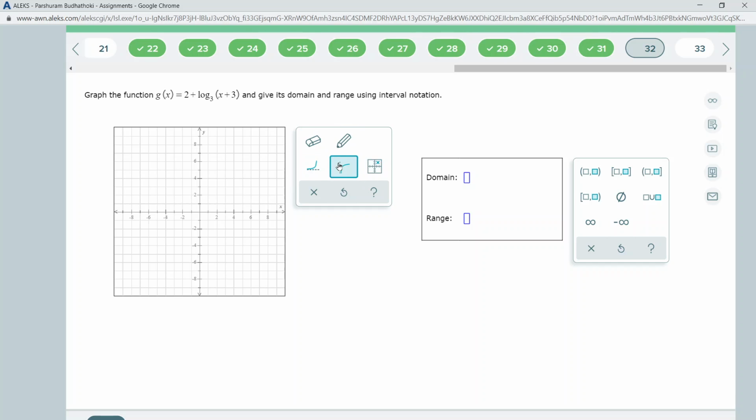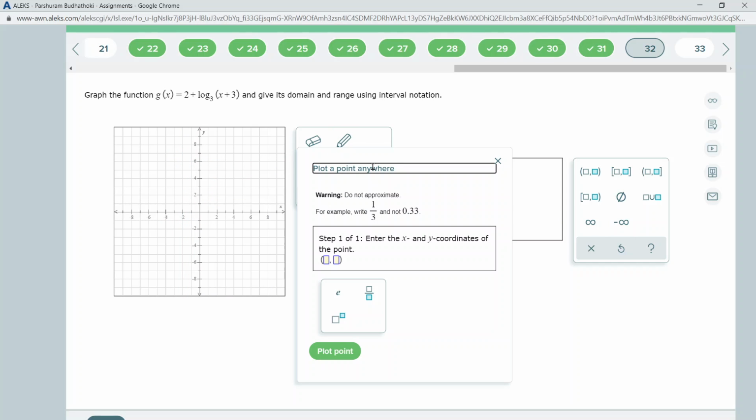So first thing, the vertical asymptote is this one, and now for the points, the first point I got is negative 2, 2 by shifting 1, 2 three units to the left, and another point is 3, 3 becomes 0, 3 by shifting the previous graph to the left 3 units.